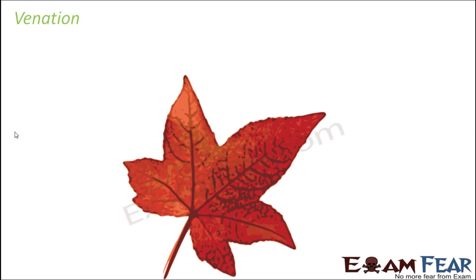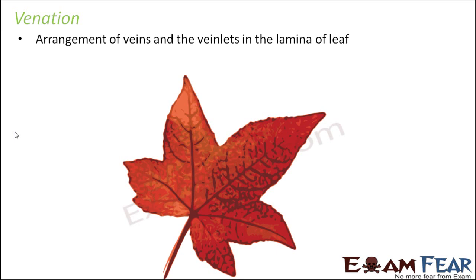Okay, so now that I was talking about the veins, we will talk about venation. What is venation? Here we will see how veins are organized or arranged on a leaf. We will see that there are many different types of arrangement of veins. In different plants or in different leaves, veins are arranged in different ways. So this will be interesting. So let us see what venation is. It is the arrangement of veins and veinlets in the lamina of the leaf.